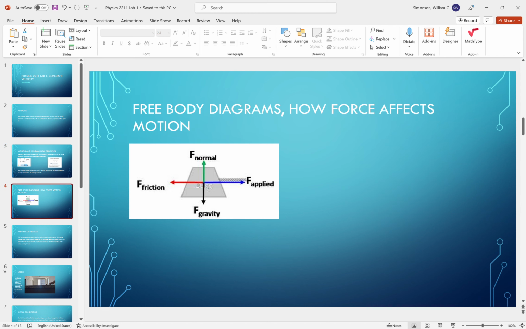A free body diagram is often used in physics, and it helps relate force and motion. So you can see that an applied force can be resisted by a number of forces, such as friction. If it's going in a positive y direction, it can be opposed by the normal force or by gravity.